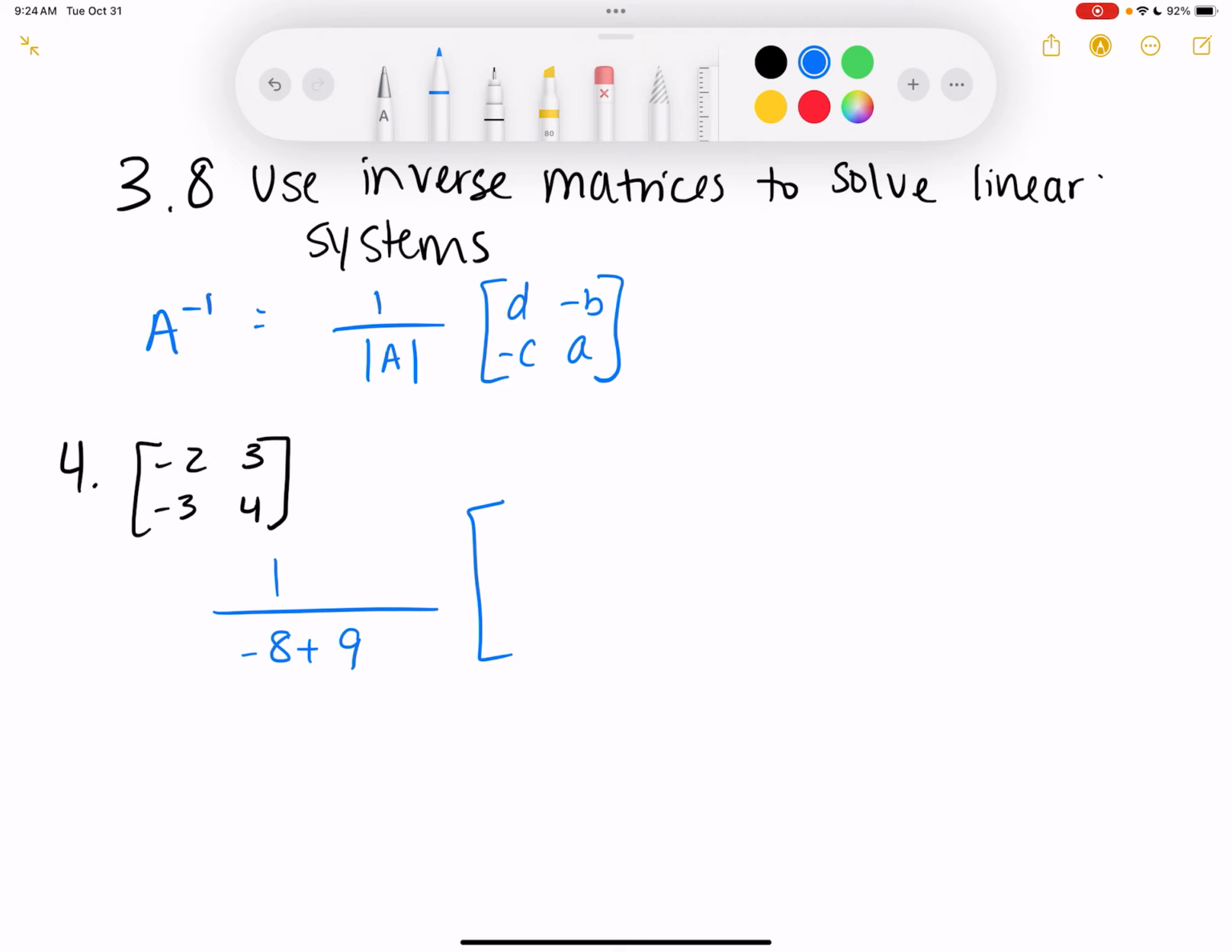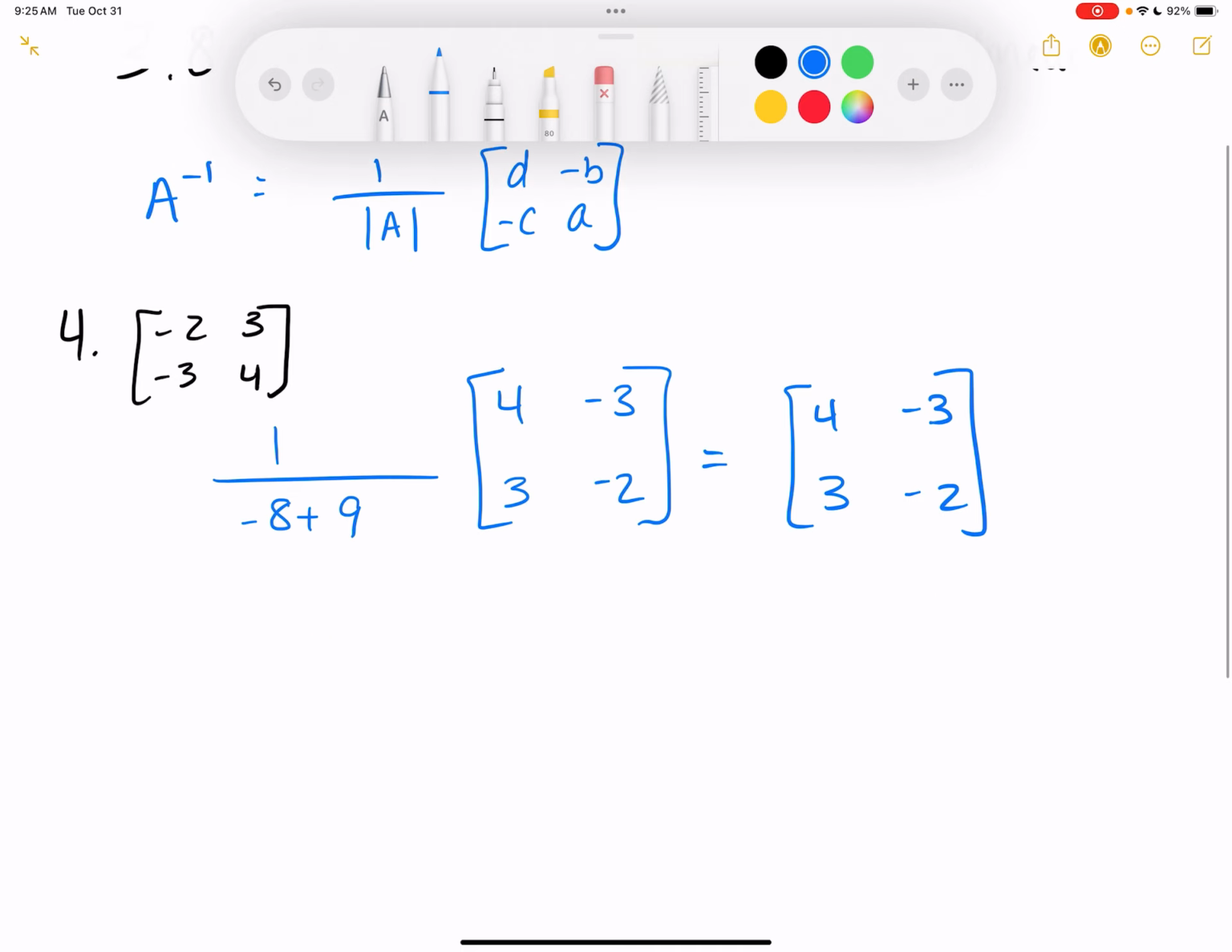So we swap this diagonal. So this is going to be 4 here, -2 here. And then we change the sign of these. So this is going to be -3. And this, because it was negative, is becoming a +3. So this ends up being 1 times this. So the inverse matrix is 4, -3, 3, -2. For this particular problem, normally there's actually a number here that's not 1, and so we can see what happens when we do that, but it ends up just multiplying it by a scalar.